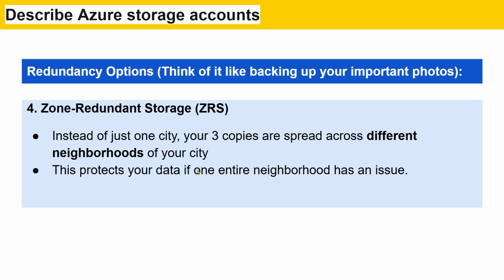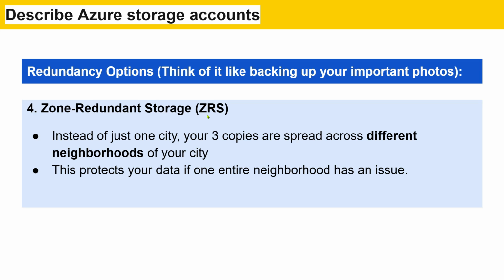So if something happens in Electronic City, I still have my data in Whitefield. I still have my data in another place of my city. So this is called zone redundant storage. And you know, not all regions have 3 zones. Some of the regions have only 1 zone, and some of them have 3 zones. So if you go with zone redundant, your data is there in multiple neighborhoods of your city. So this protects your data if one entire neighborhood has an issue. Getting it? So zone redundant, or ZRS.